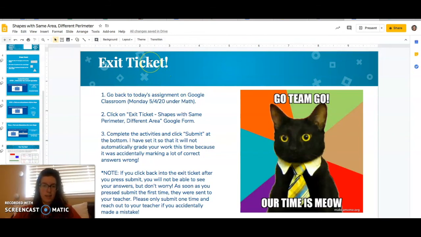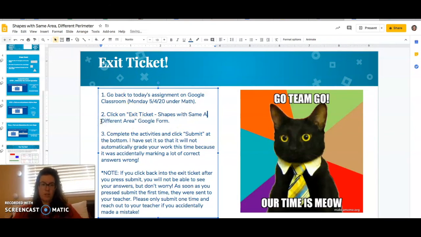Then for your exit ticket, remember, we don't pick one or the other, it's both. Okay, do your independent practice and your exit ticket. It's not that much. Okay, then you'll go back to Google Classroom. It should be the 5th. You'll click on exit ticket, Shapes with Same Area, Different Perimeter, a Google Form, complete the activities, and click submit at the bottom. Okay. If you would like to read the rest of these reminders, I've gone over these a couple of days now. You can pause the screen and just take a look at these in case you need those reminders.